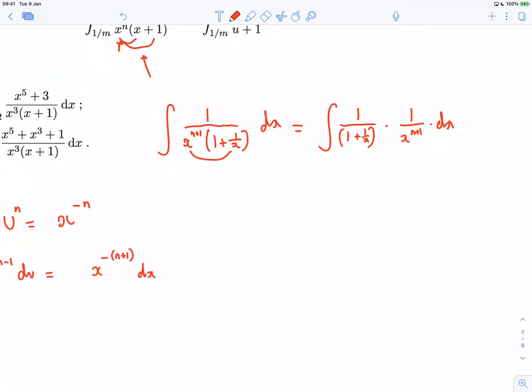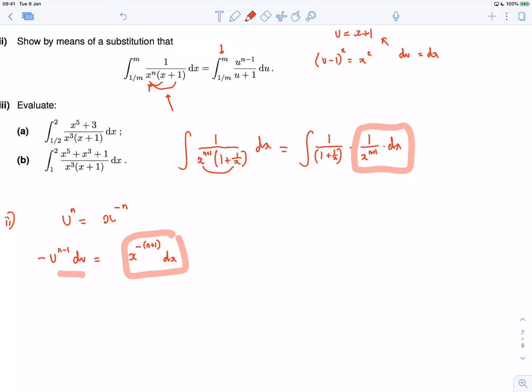Yes, now, this thing is the same as this thing, so I can now replace it with minus u to the n minus 1. And if u to the n is the same as x to the minus n, then this means u equals 1 over x. So now this integral is going to become 1 over 1 plus u, which is great. And then 1 over x to the n plus 1, I can now replace with minus u to the n minus 1 du, and I can take this minus and put it on the outside, and I can move this u to the n minus 1 up here like so.